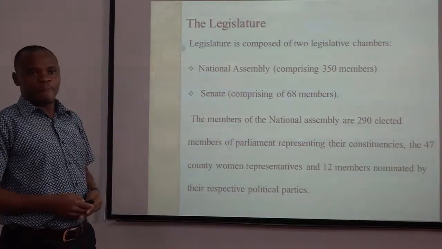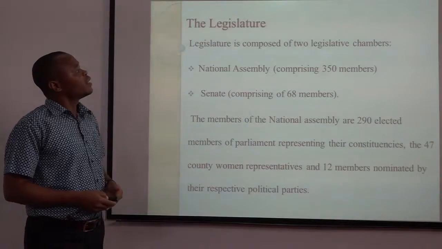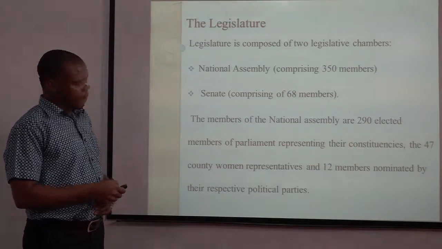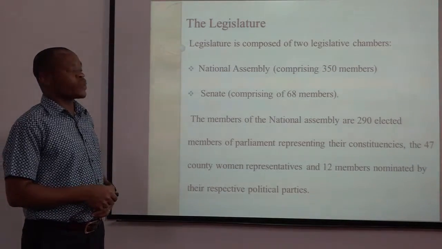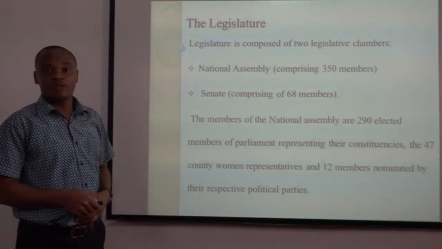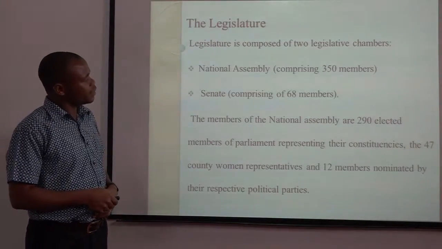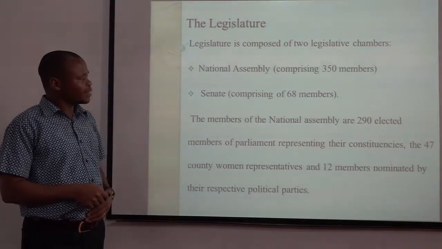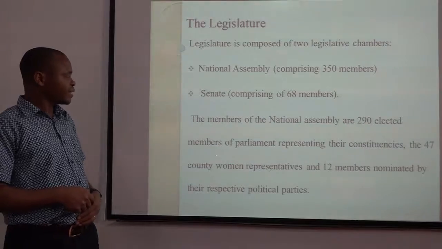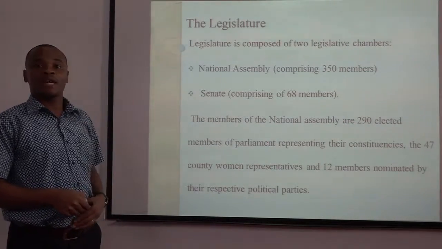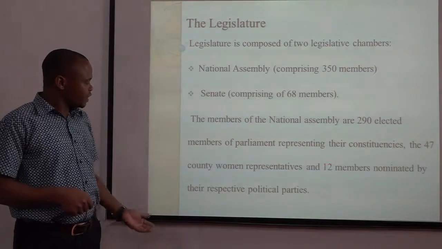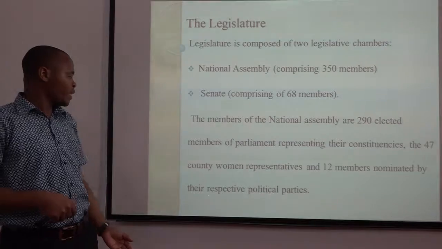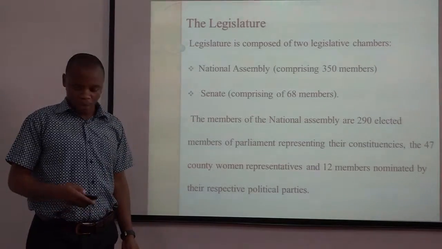The legislature, which is the third arm of the government, is composed of two legislative chambers. One is the National Assembly, which is comprised of 350 members, and the Senate, comprising 68 members. The members of the National Assembly are 290 elected members who represent their constituencies. We have 47 county women representatives. We also have 12 members nominated by their respective political parties.